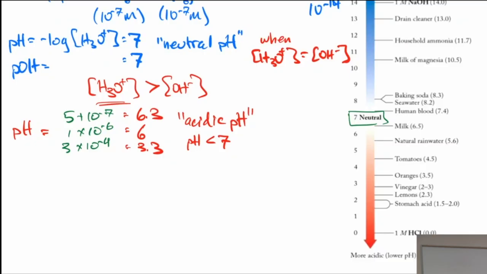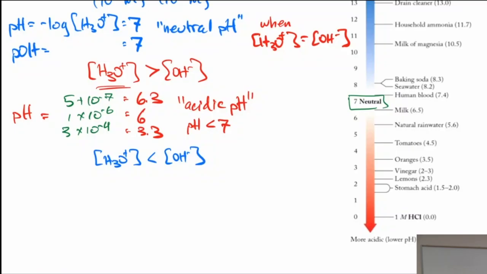And the opposite is true if we have more hydroxide ions than hydronium ions. If you've added a base, you're going to have an excess of hydroxide ions. That's going to give us what we call a basic pH. The pH is going to be in the basic range.